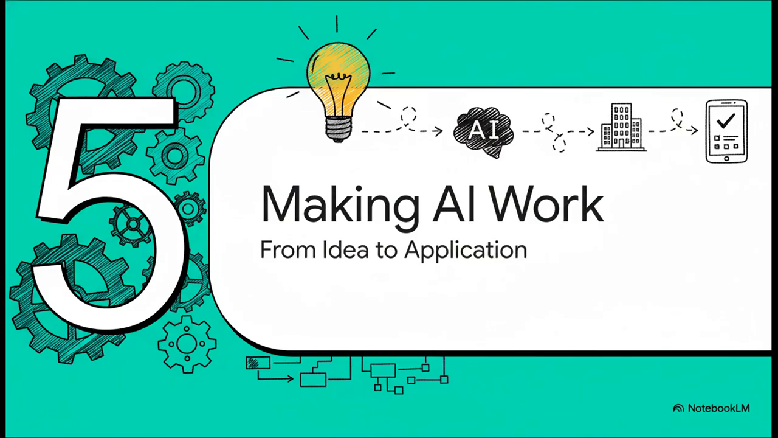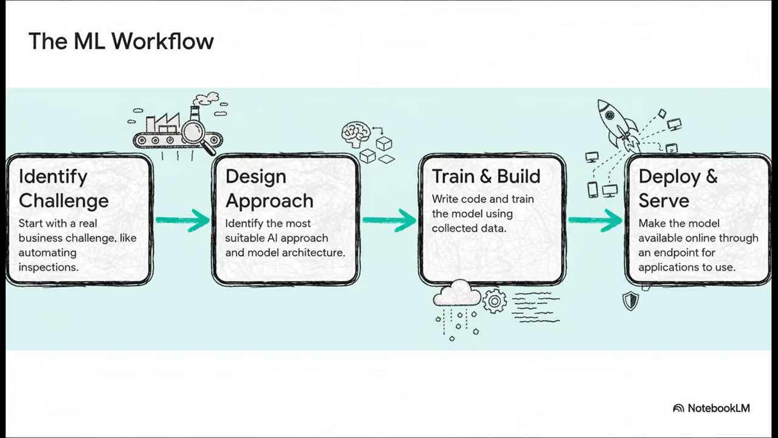So, we've got the tools, we've got the engine room, and the control panel. But how does a simple idea for an AI solution actually become a working application that a business can use? Let's walk through that process. The workflow itself is actually pretty logical. It all starts with a real-world business problem, say automating product inspections on an assembly line. Then you design the AI approach, figuring out what kind of model you need. Step 3, that's where the AI Core, the engine room, does its heavy lifting, training and building the model with tons of data. And finally, you deploy and serve that model, which is all managed and monitored through the AI Launchpad, making it available for your applications to actually use.